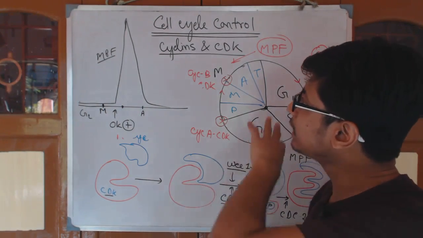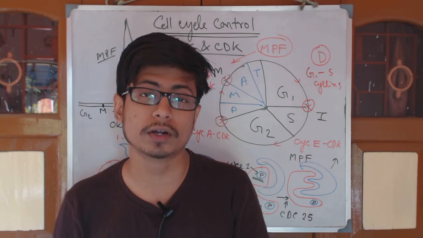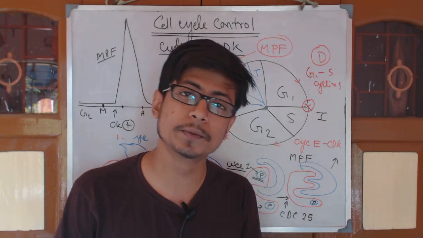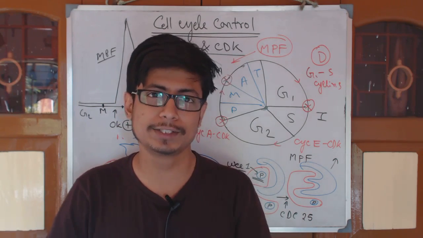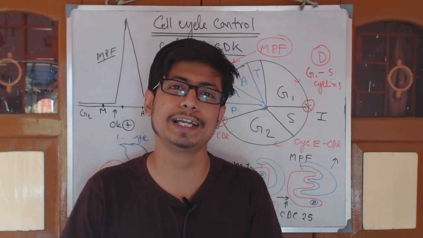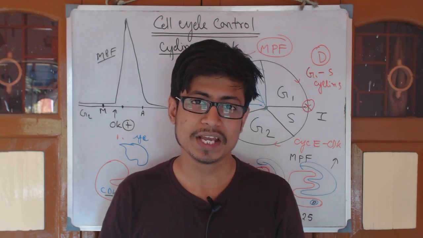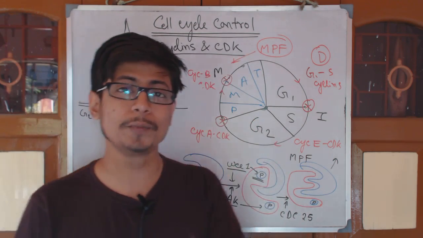So that, in a sense, is how cyclins and CDKs work together to activate other proteins and to pass a cell from G1 phase to S, then S to G2, G2 to M, and then finally the cell division is done. So these are the sequential events, and I hope this video helps you.